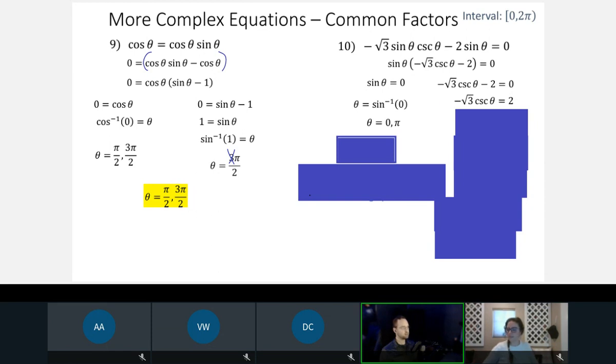Add 2 to both sides. Okay, then what? Then what do we do? Yep, divide by radical 3. Well, negative radical 3. What do we have to do from here, from this step? Rationalize. So we could do that. What else can we do?